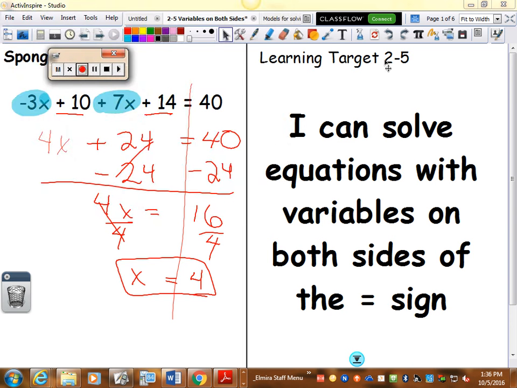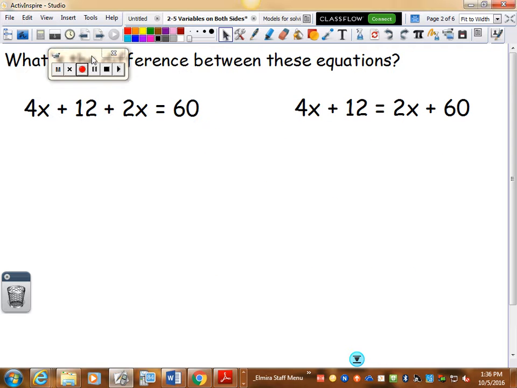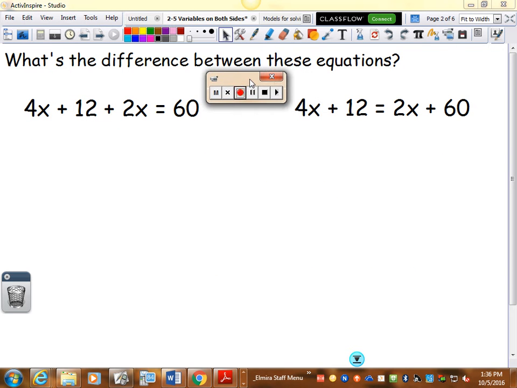Hello, this is lesson 2-5 for solving equations with variables on both sides of the equal sign. Looking at these two equations that you see, the first one is just like we did yesterday, and the second one is one that we're going to do today.